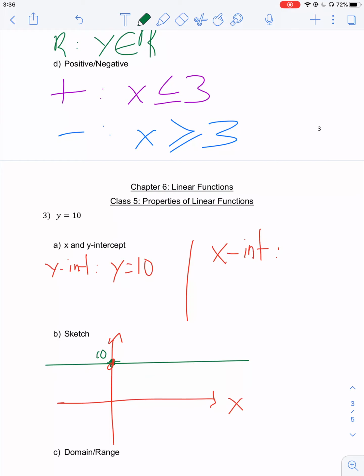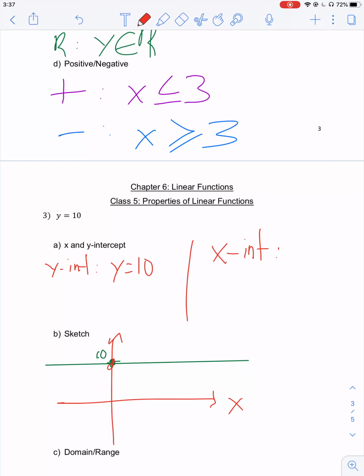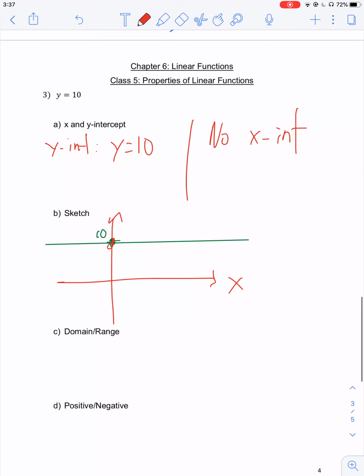And I've shown you in the previous video why, right? Because your algebra wouldn't work either. Remember, x-intercept means that your y value has to equal 0, right? So if you replace y by 0 in this function, you're going to get 0 equals 10, which is a contradiction. This doesn't make any sense. So that's why there is no x-intercept, but graphically you can kind of see it as well, okay? So you can just say no x-intercept in this case, okay? Now domain and range, right?